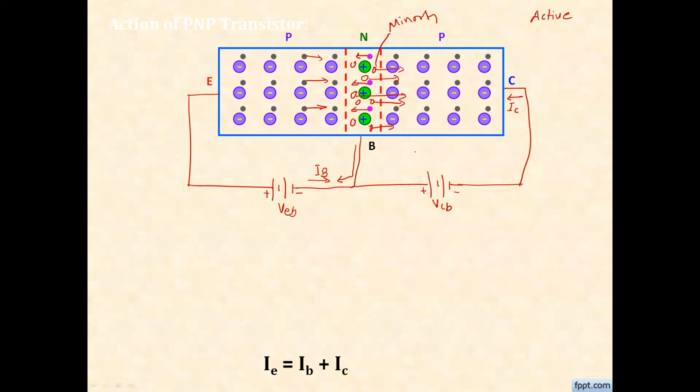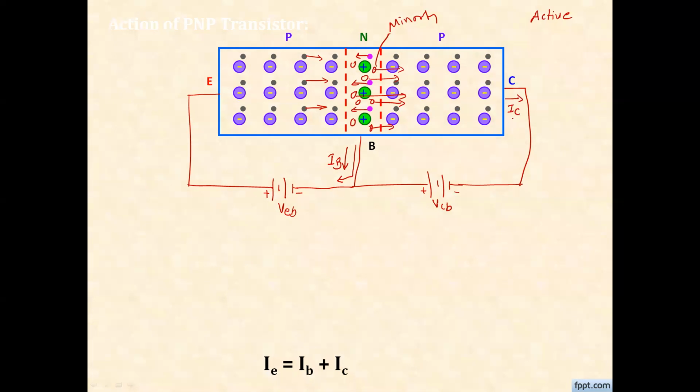Oh, sorry, it's not like that. The hole will flow in this way, so that's my mistake. Let me remove these things. This is not the direction of the current. The direction of current is the same as the direction of the hole. So this is the base current. As the holes will be collected in the P region, the collector region, they will be attracted. So the direction of current is always in the direction of the hole.